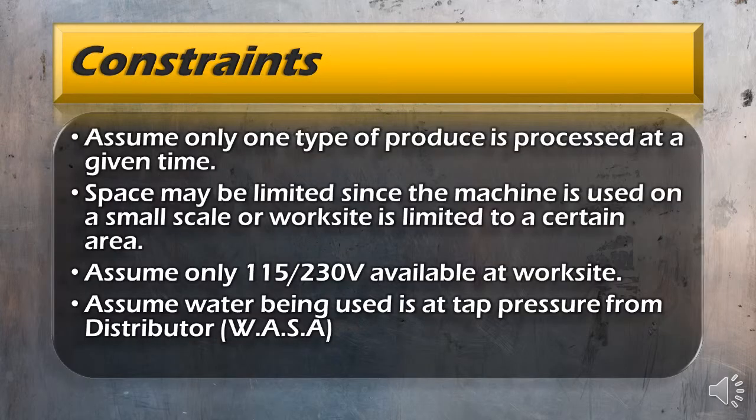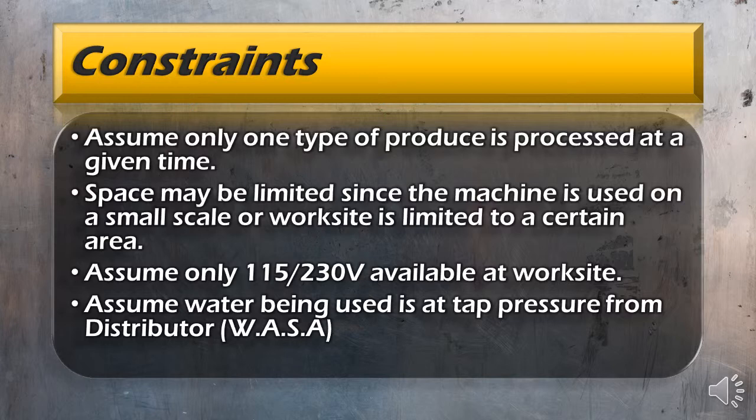Certain constraints and assumptions were noted before we pushed forward to redesign the system. These constraints are considered variables that cannot be changed. We assume that only one type of produce is processed at a time. For instance, we wouldn't process lemons and limes at the same time. This would be counterproductive and would require avoidable sorting.